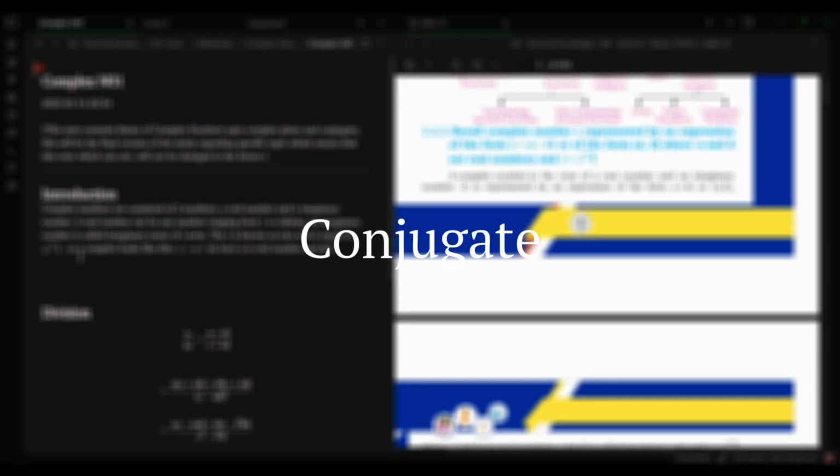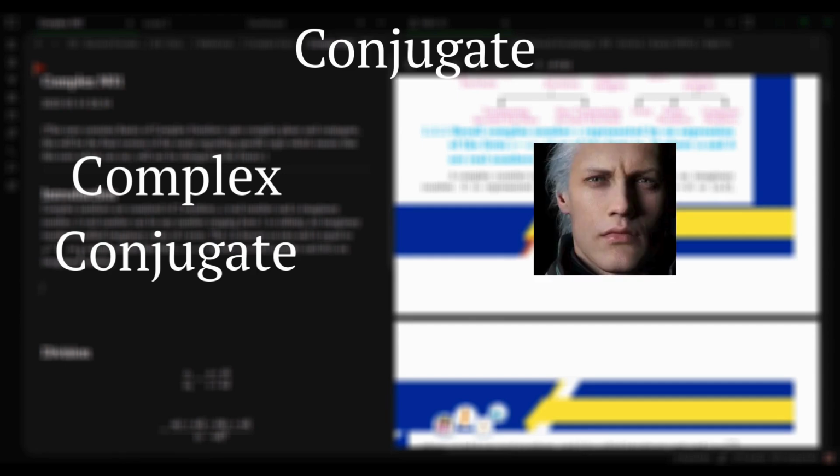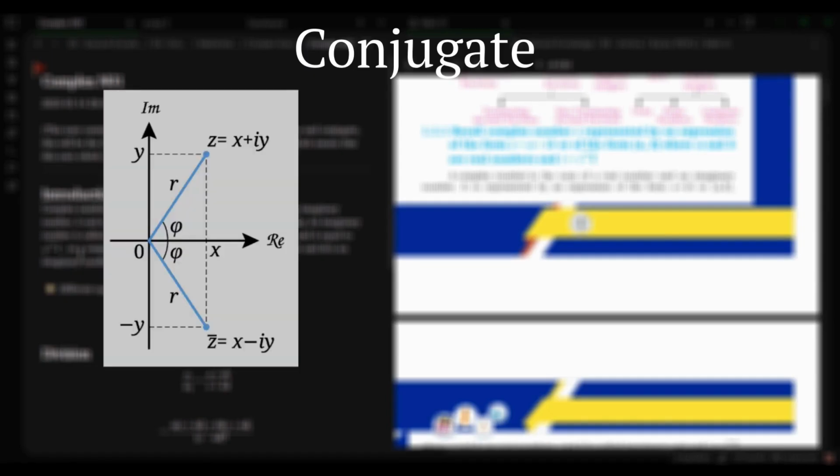Before we move on to the division of complex numbers, let me first introduce you to something. Meet the conjugate. Every complex number has a twin called the complex conjugate. Consider a complex number z equal to a plus ib. Its conjugate will be z equal to a minus ib. Since i is the square root of minus 1, when multiplying the complex number with its conjugate, the square root will be cancelled out, leaving minus 1.